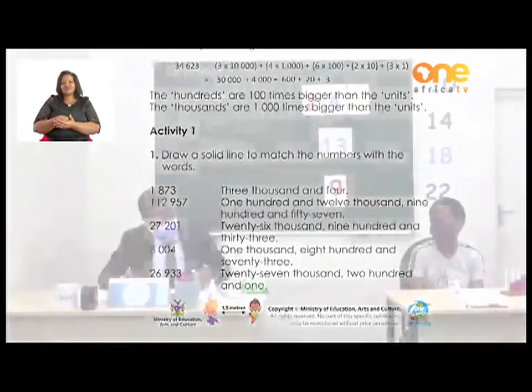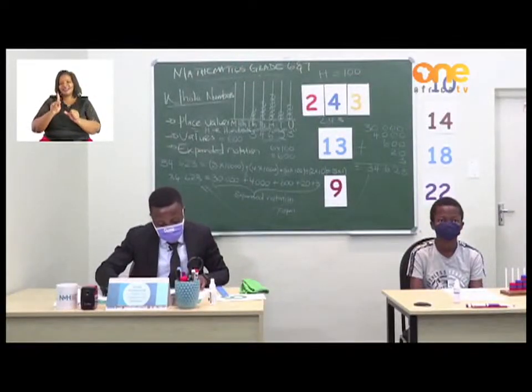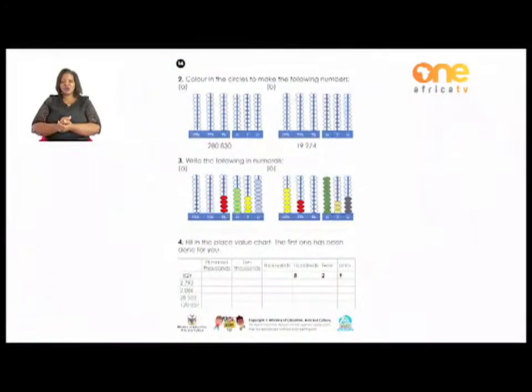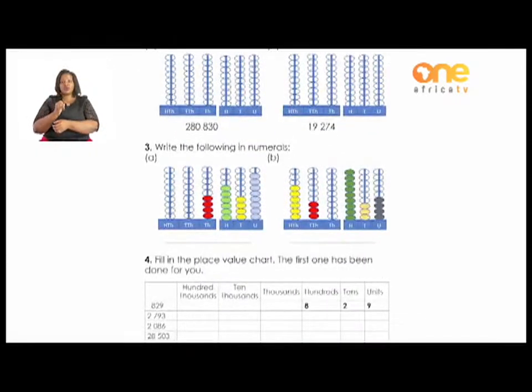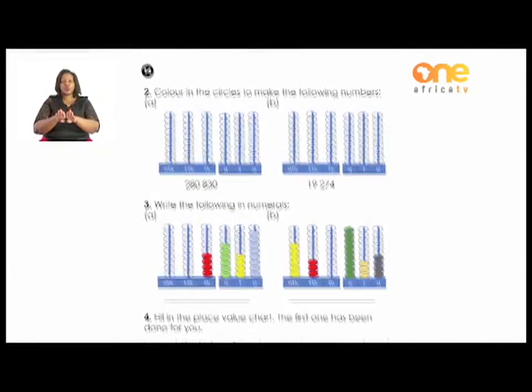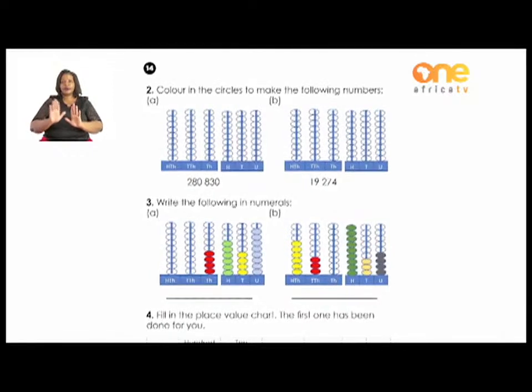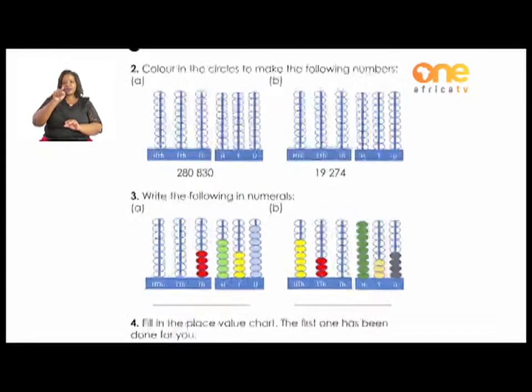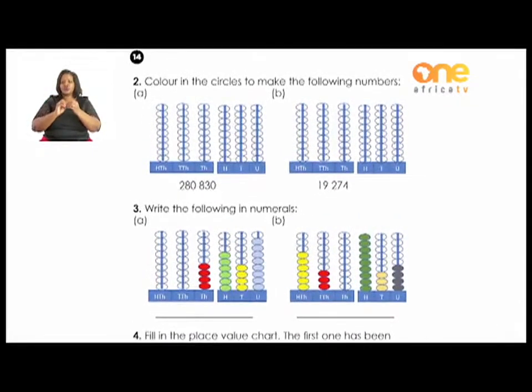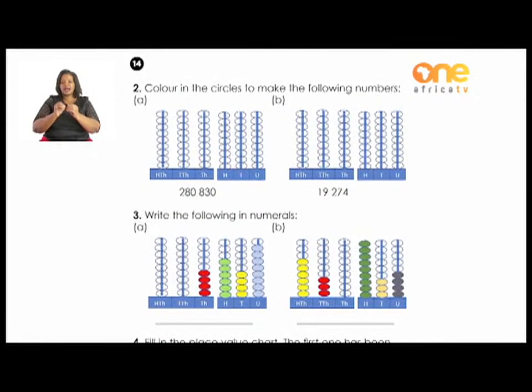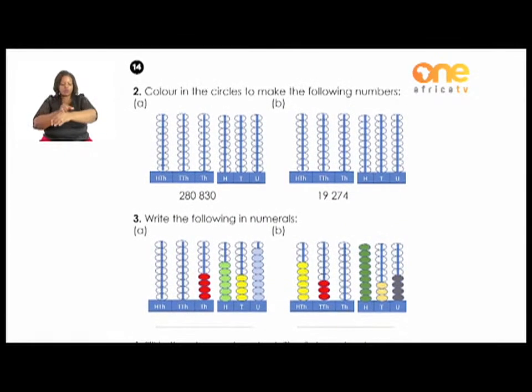And then we proceed to page 14, where number 2 is. There are abacuses which are drawn. What you have to do is color in the circles to make the following numbers. The numbers are written at the bottom of each abacus. All you have to do is just to color.